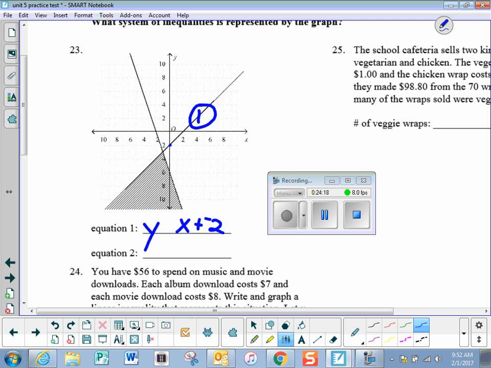So I think it's going to be greater than or equal to. Is 0 greater than or equal to -2? Yes. I don't want that to happen, right? I don't want 0 to work. So I need to change that to less than or equal to.